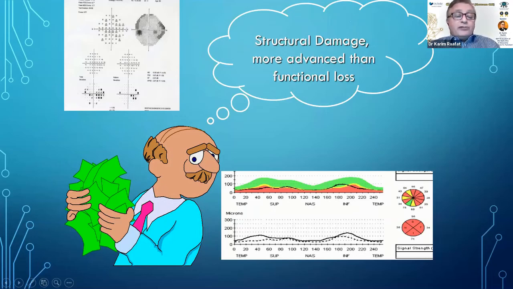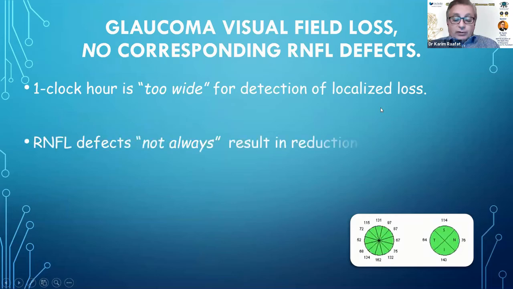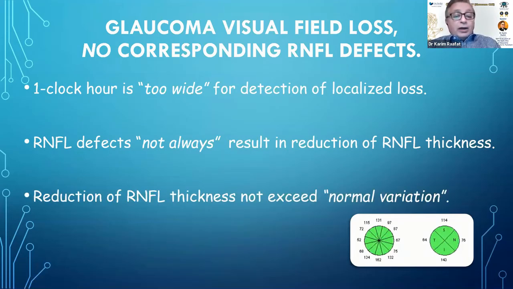If we review the literature, we find these discrepancies have many explanations. Sometimes 1 clock hour is too wide to demonstrate localized loss. If we find localized loss here and the average is diluted within the clock hours or within the quadrant, this thinning is missed. Retinal nerve fiber layer defects do not always result in retinal nerve fiber layer reduction. Again, reduction of the nerve fiber layers may not exceed the normal variation, as I mentioned before, what we call the green disease, because we start on the higher range of the normal. So if we lose some, we are still in the green zone.